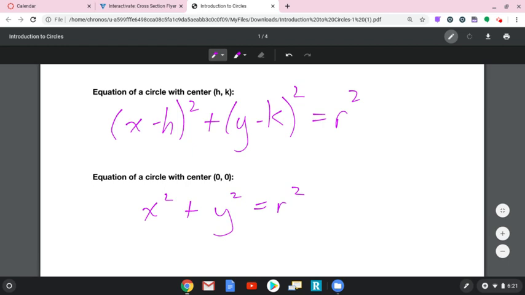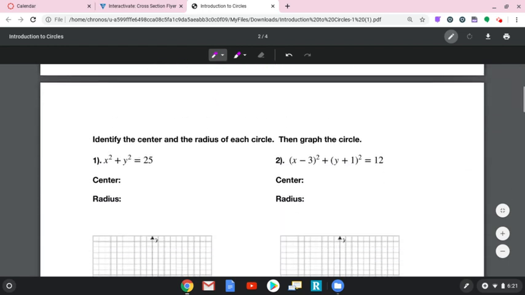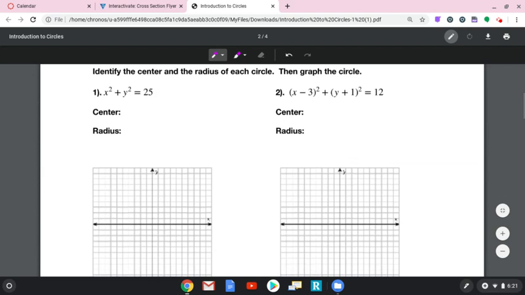All right, guys, so let's take a look at what we just talked about, and we're going to go over some problems. Let's take a look at number 1. It says identify the center and the radius of each circle, then graph the equation. You'll notice that in number 1, since we're not subtracting anything from our x or our y value, your center would be (0, 0).